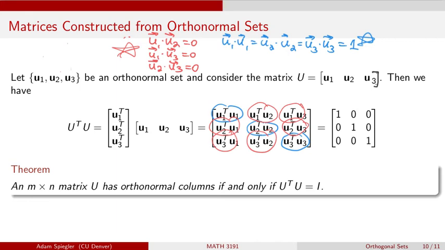So here, to summarize this, if I have a matrix whose column vectors together form an orthonormal set, then multiplying the transpose of that matrix and U itself, we're always going to wind up with the identity matrix.